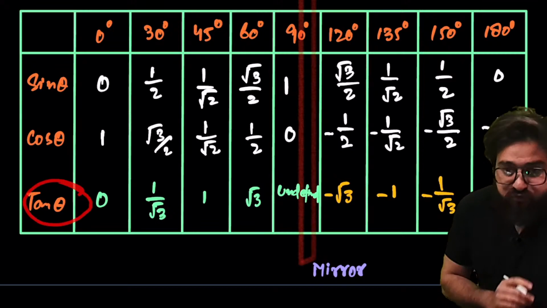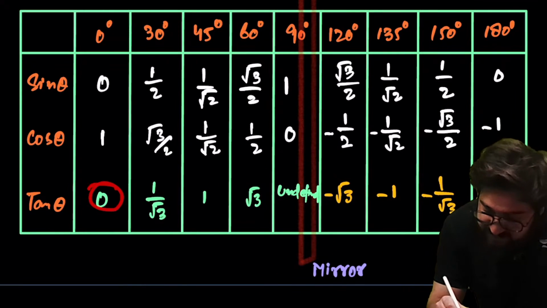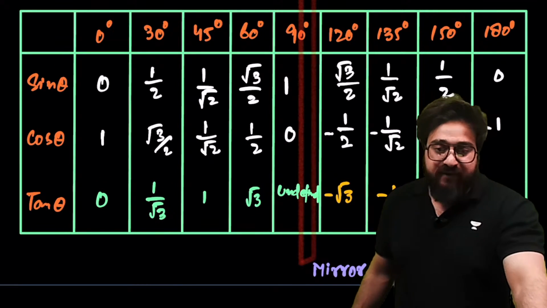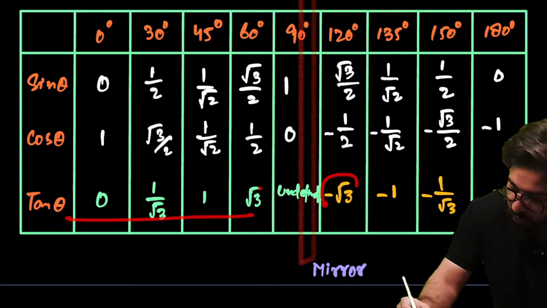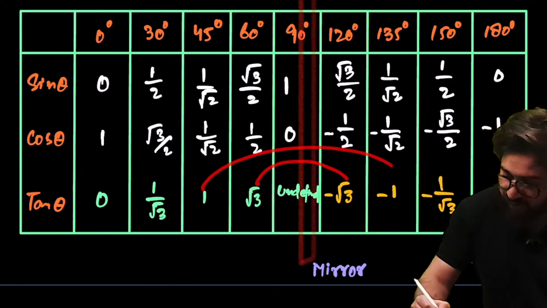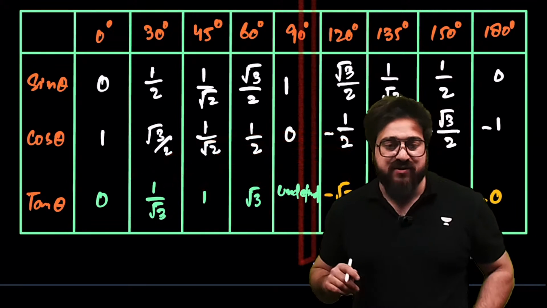And if I talk about for tan, we say, sir, over here you have to write 0, 1 by root 3, 1, root 3, and this will be undefined. Now, in this particular case, you have to remember it, and directly you can copy it. So this will be root 3 is root 3, 1 is 1, 1 by root 3, and this is 0. Just you have to put the negative signs from this side.